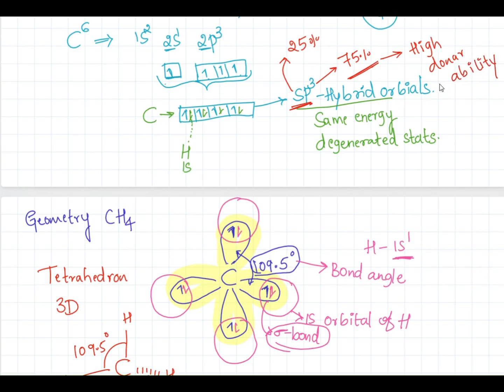The donor ability increases with the p character. We have discussed this in previous videos. Please go and check that one.